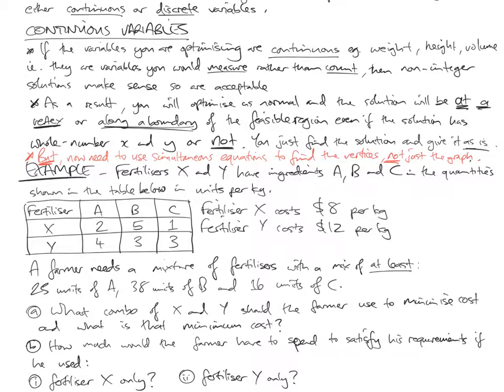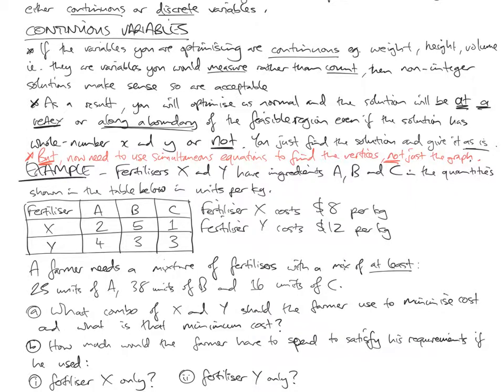You're just going to find the solution and give it as is, however many decimal points it is, if it's recurring, if it's a fraction, whatever. Why is that a problem? Well, you're not going to be able to find the coordinates of the corners or vertices when they're not sitting nicely on a grid line. It's not going to be a nice whole number. You will need to use simultaneous equations to find the vertices and not just use the neatly drawn graph.